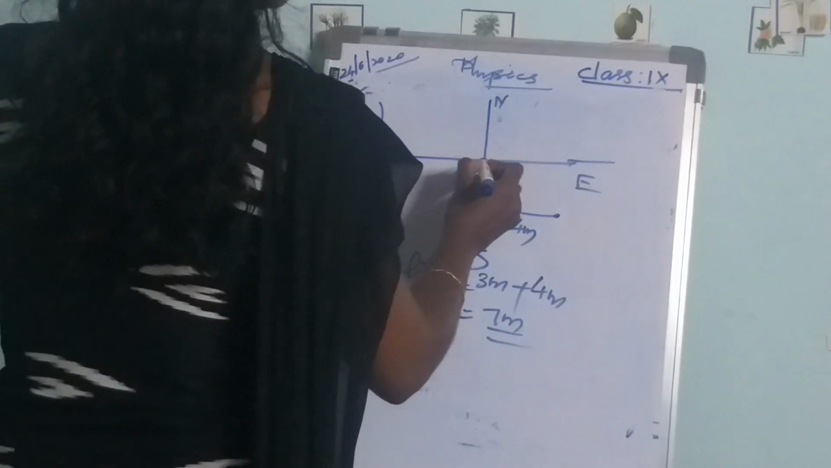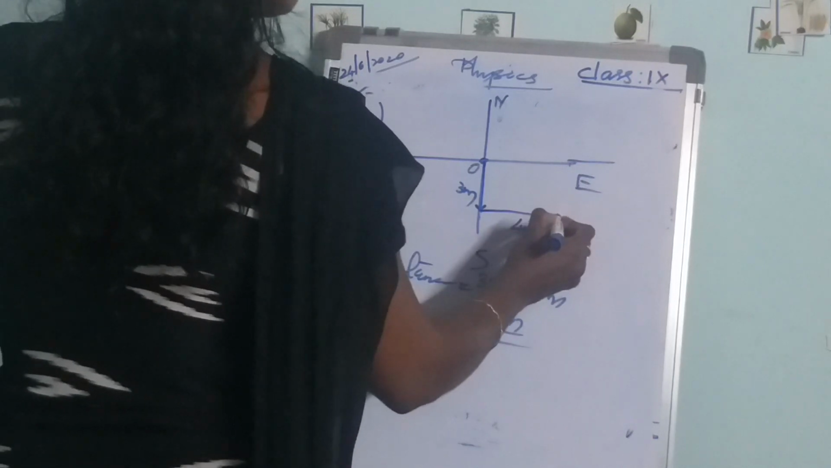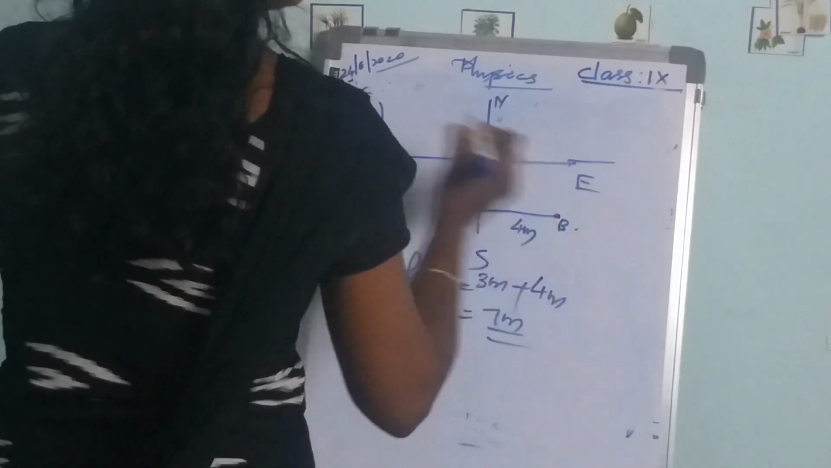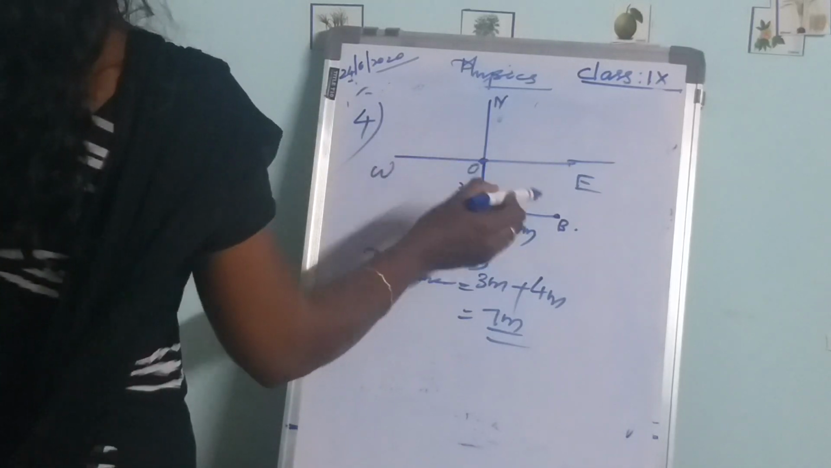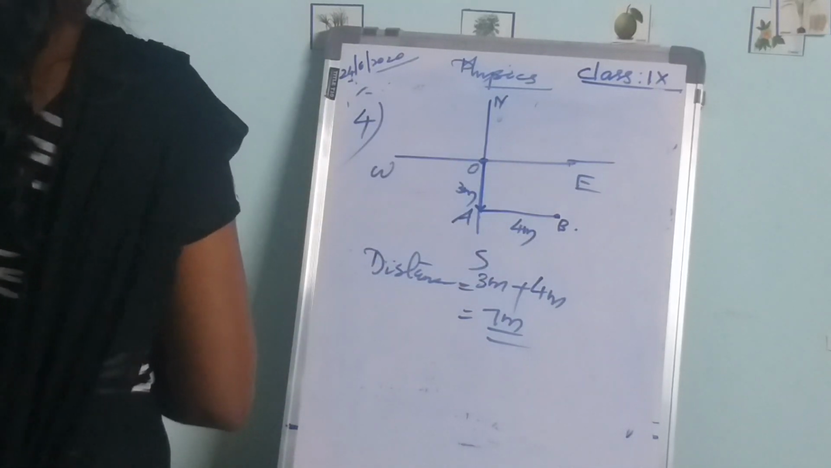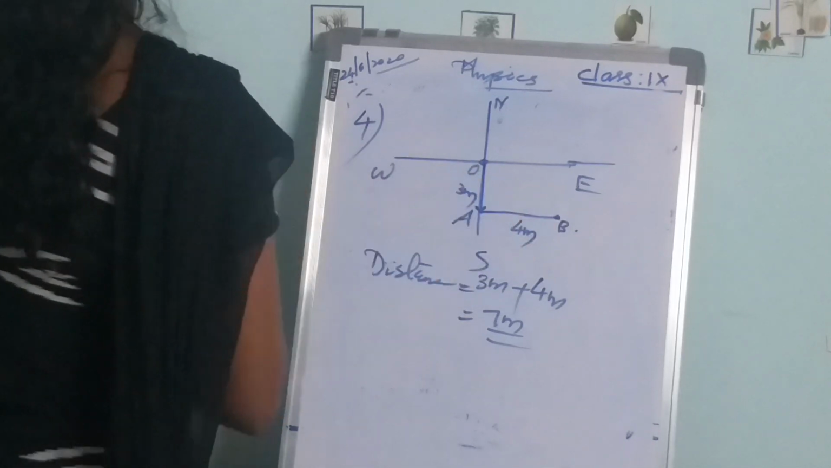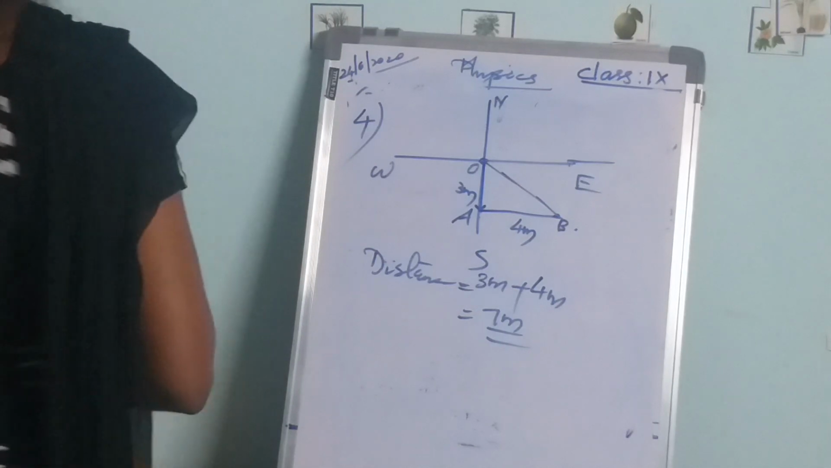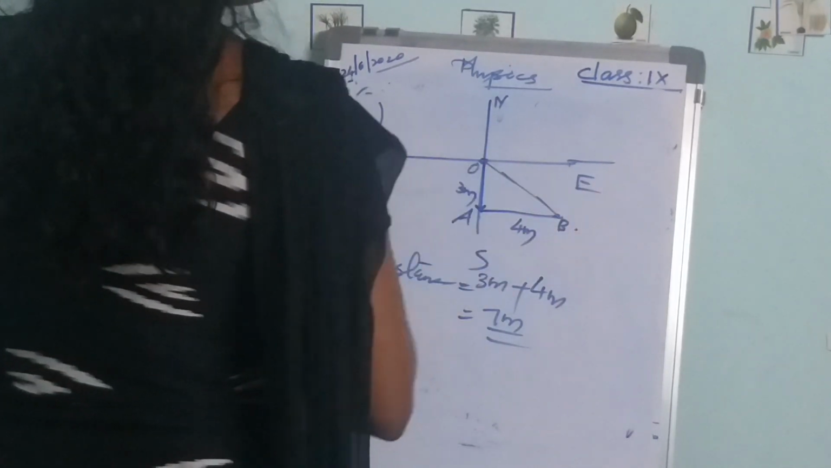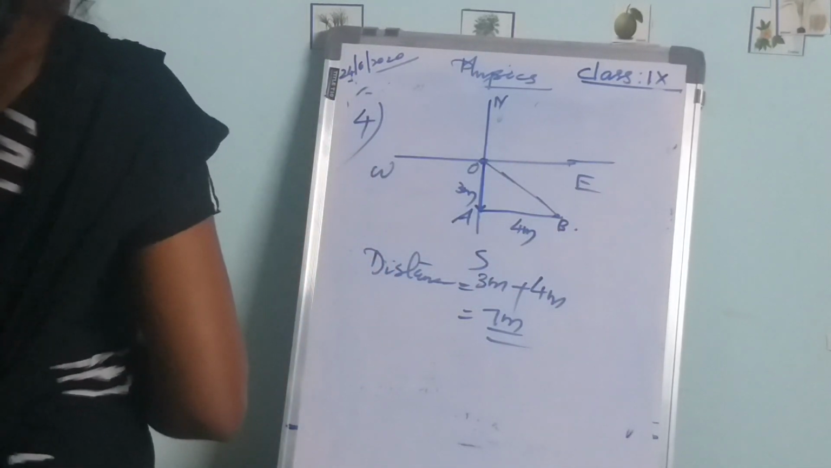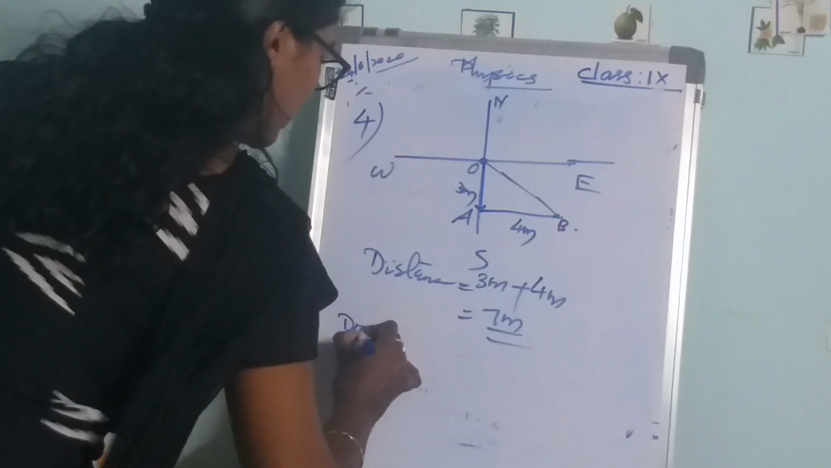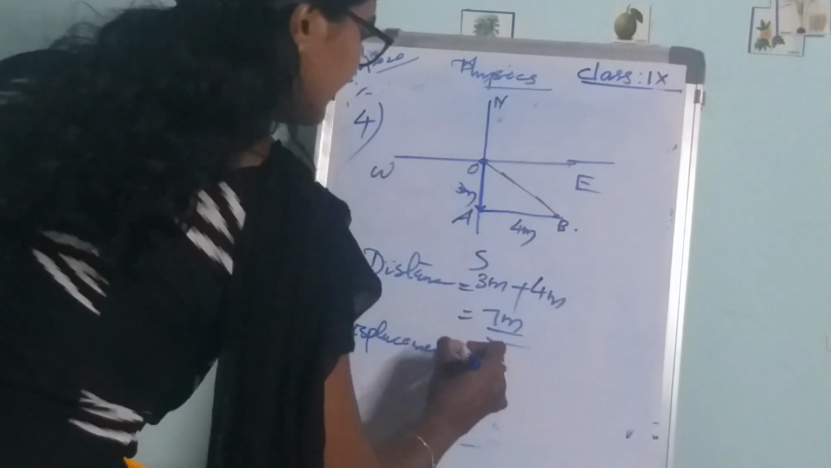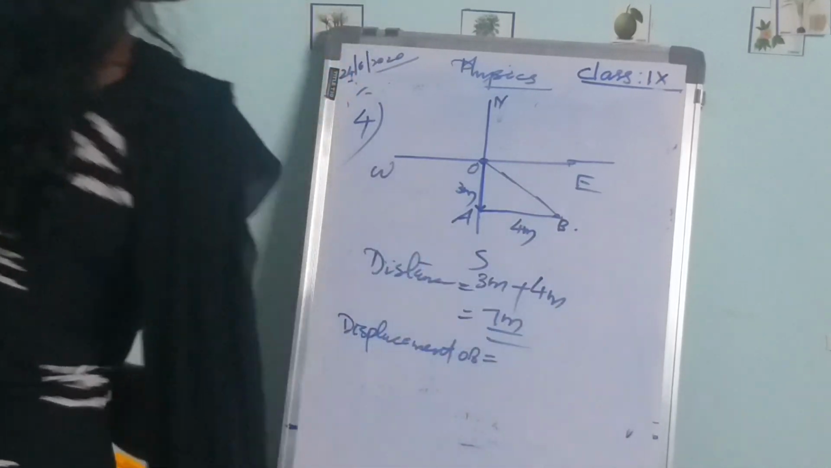Actually here this is the initial position. Now the final position is here. We can mark this as O, A, B. The initial position is at O and the final position is at B. Then what is the shortest distance between O and B? Actually this line represents the shortest distance between initial and final position. That will give the displacement. So displacement is equal to OB.